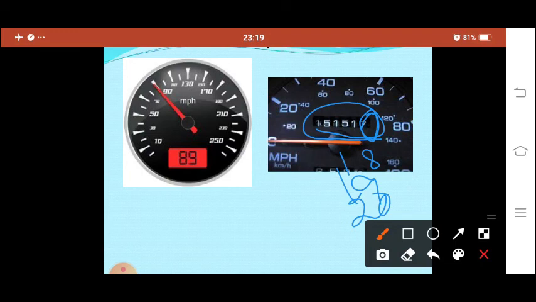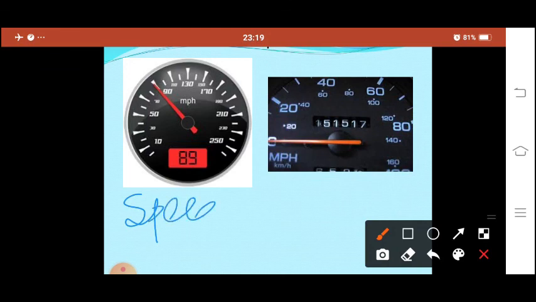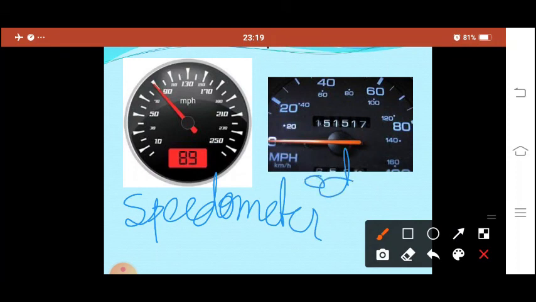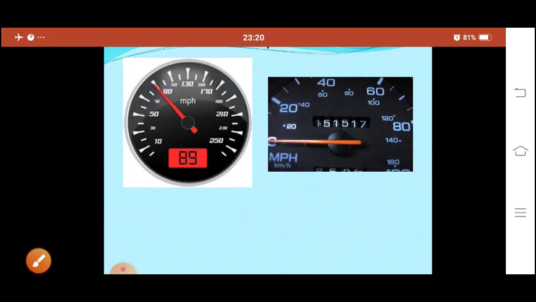So this instrument is called the speedometer, and this one is called the odometer. These two instruments we can see in vehicles. On a scooter, if you observe near the front handle, you can see these instruments there. With these two we can easily understand the speed as well as how many kilometers the vehicle has traveled.